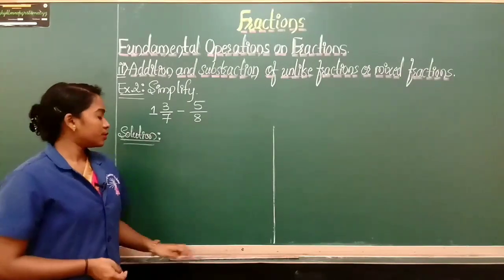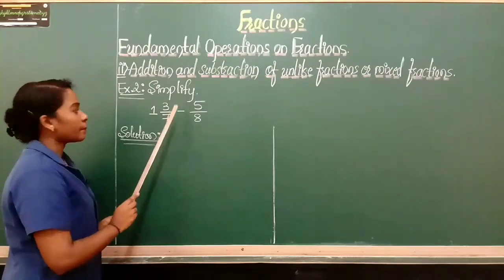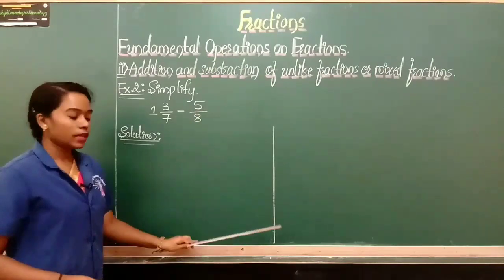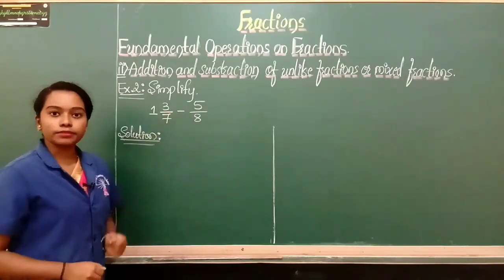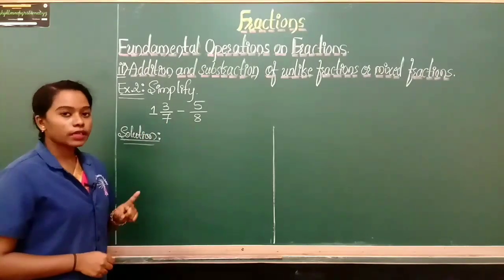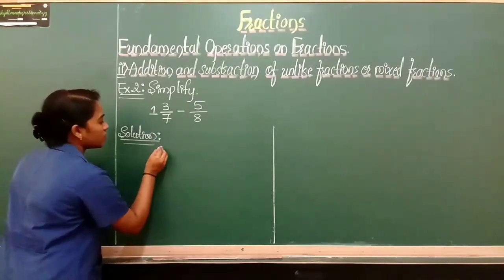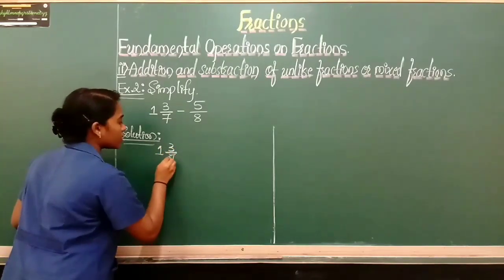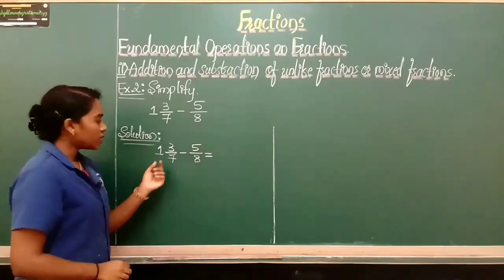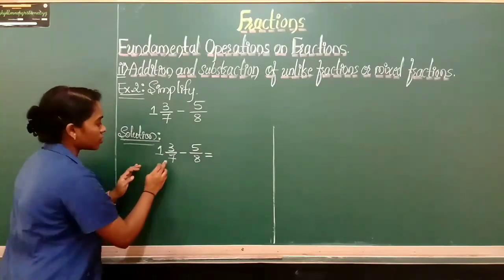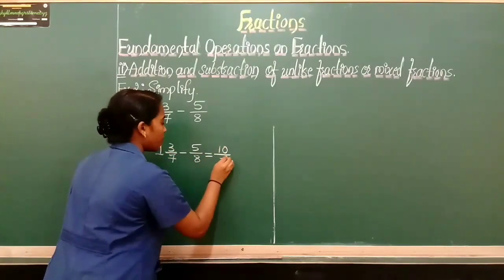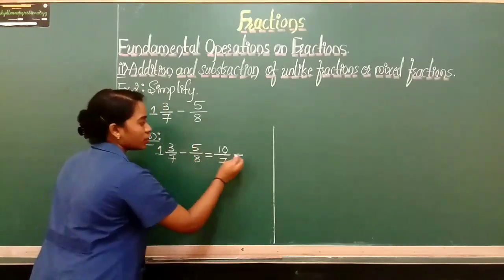Let's solve example 2. Simplify 1 3 by 7 minus 5 by 8. Here we have to subtract them. See here we have a mixed fraction which we have to convert into an improper fraction first. For that write it here, 1 3 by 7 minus 5 by 8 is equal to. Convert this mixed fraction into an improper fraction. 7 into 1, 7. 7 plus 3, 10. 10 by 7 minus this fraction you have to write as it is.